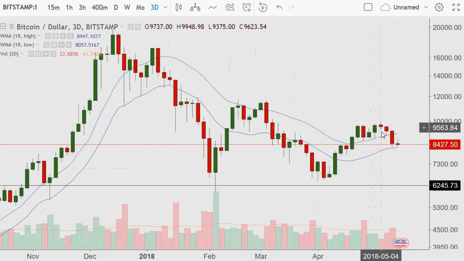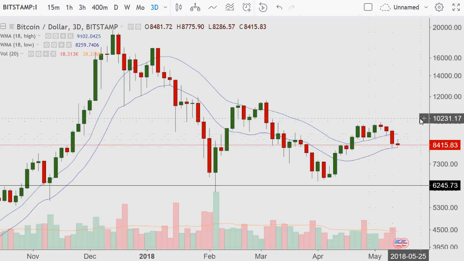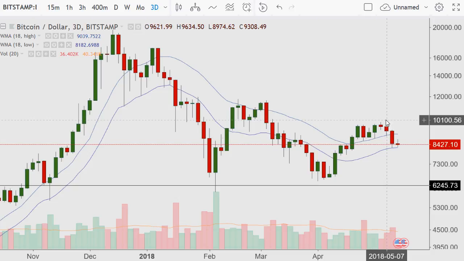Still, as this is being said, this test of coming back to the rising 18 hasn't failed, since it's still within it, but it still needs to have a very clear break above this 10,000 level to deem that this market is bullish or ready to go. That's the earliest I can actually start saying that.